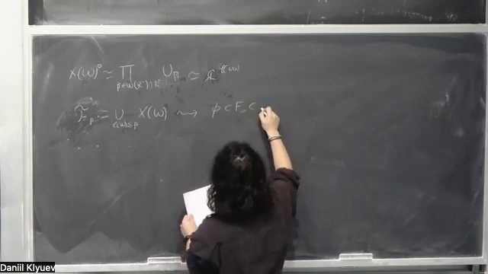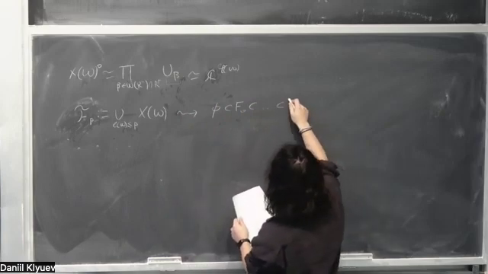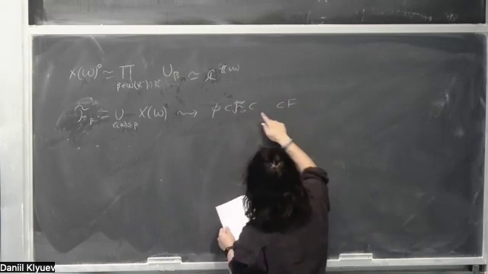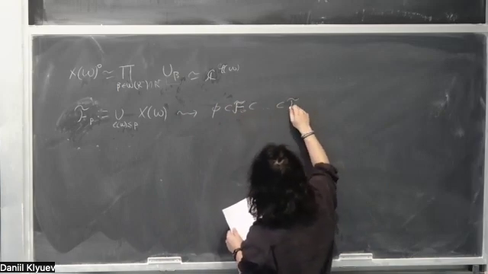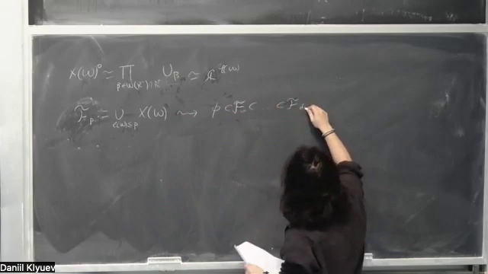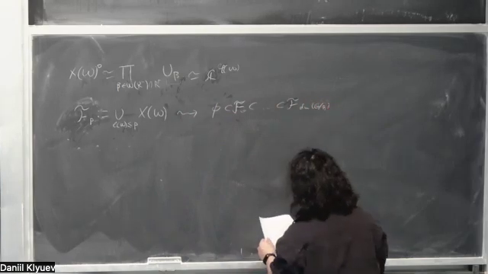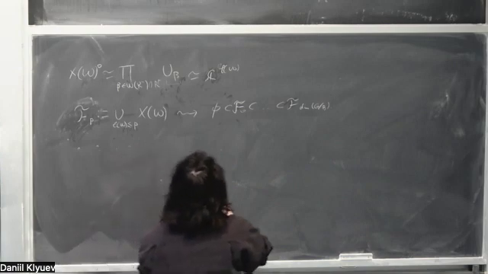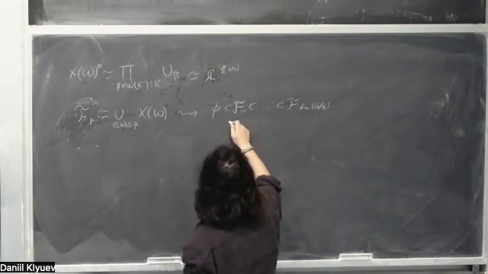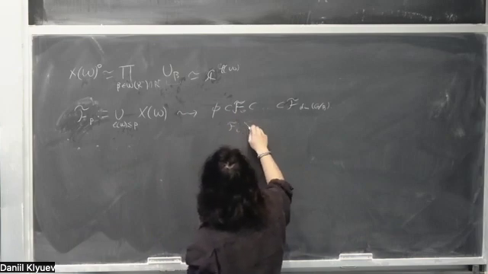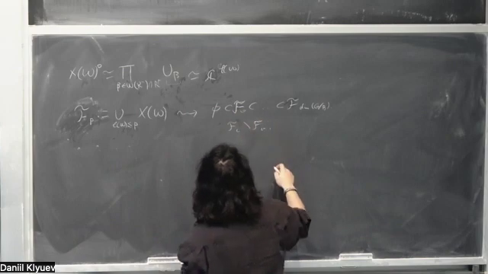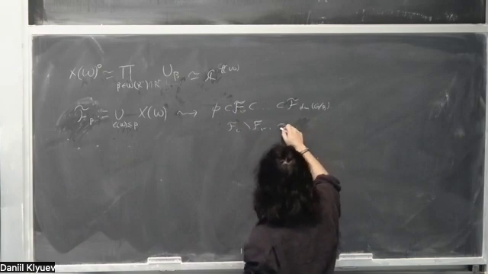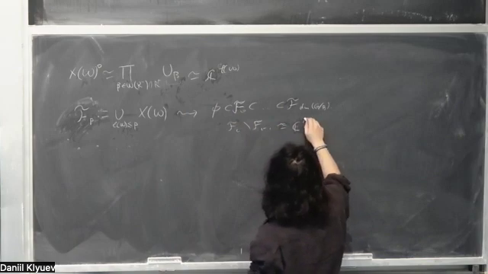F0, all the way to the top one. Dimension of... Okay, so the point is Fi minus Fi minus 1 are just affine, some affine space, just C to some n.